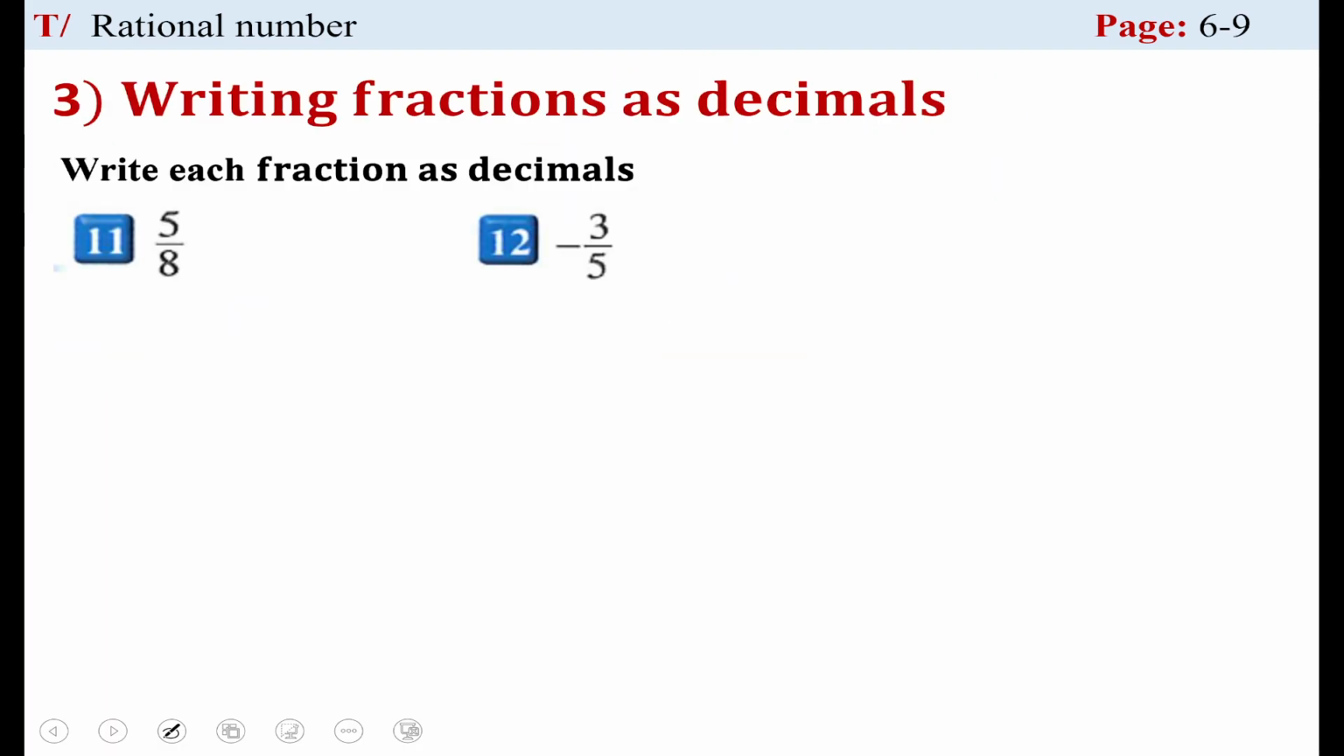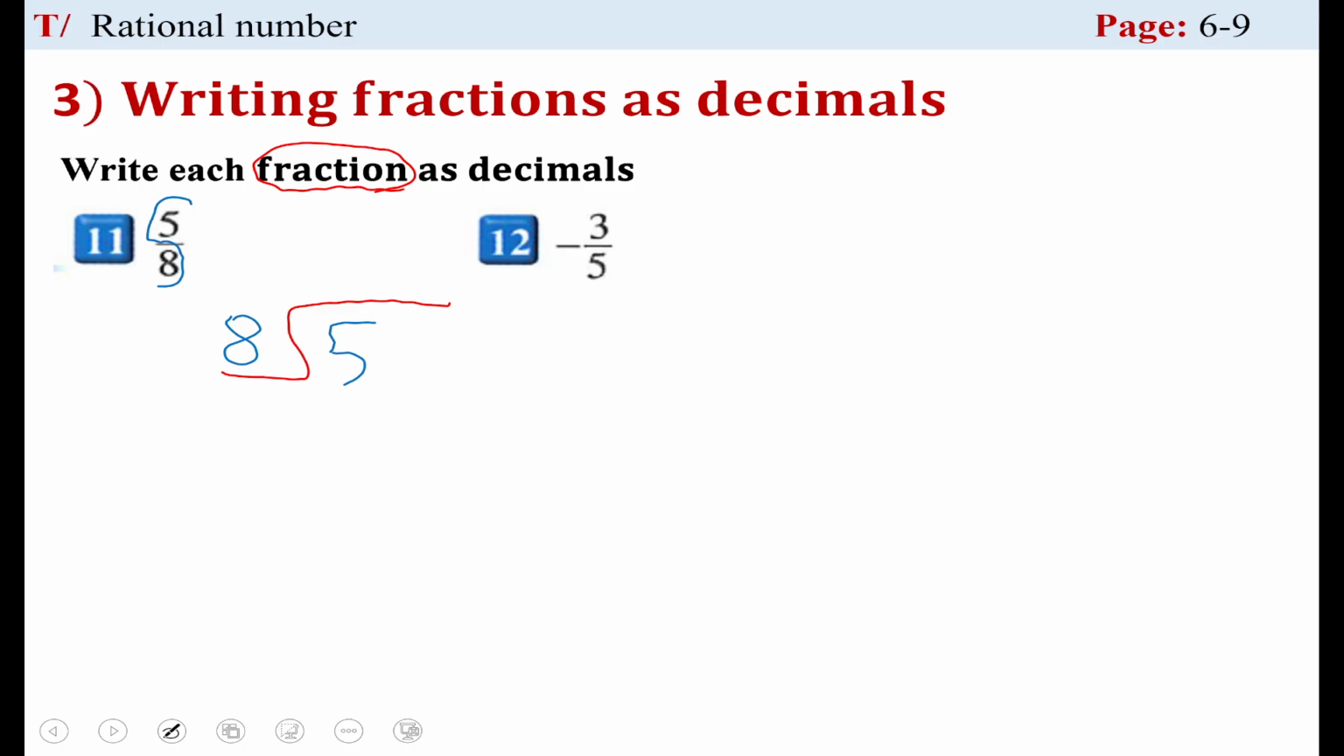Okay. Writing fractions as a decimal. We have this form like 5 over 8 and 3 over 5. We need to change to a number that has a decimal point. We need to use the long division in here. How? To change a fraction to a decimal, we need to use the long division. As I said, we need to draw the S letter in here. 5 is inside and 8 is outside. Okay. Now do our long division.